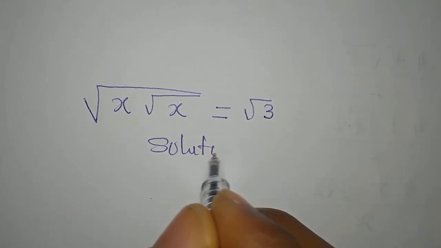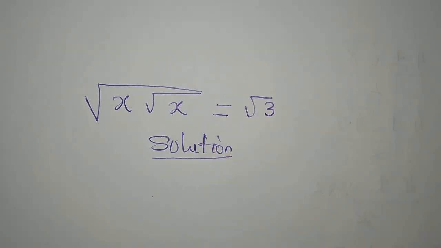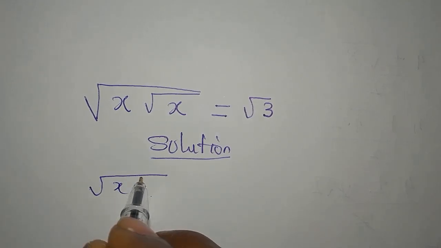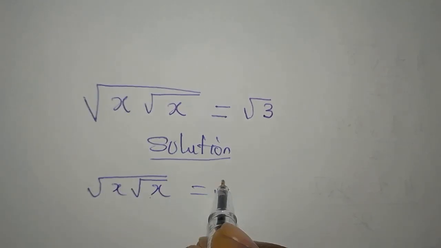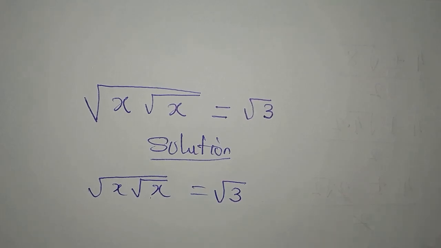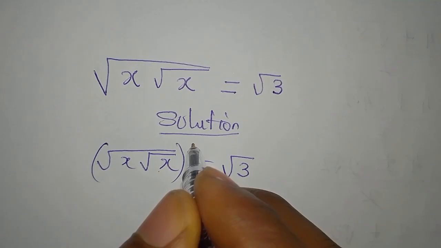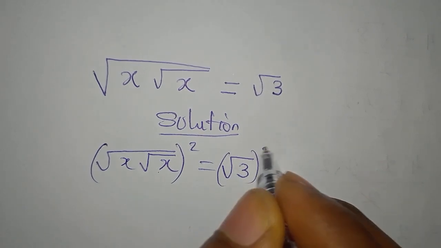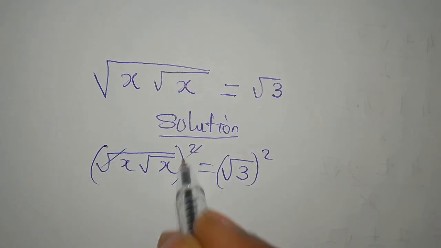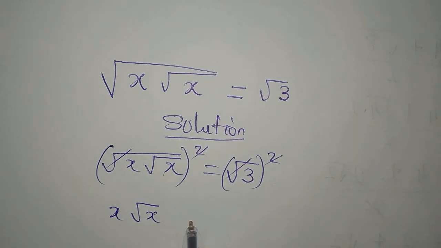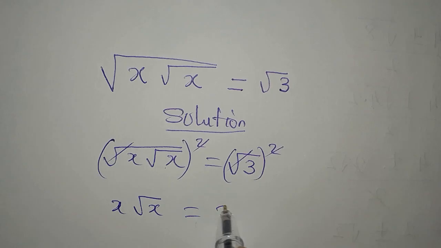Here we have this radical equation to solve. Square root of x equals square root of 3. This is simple because the first step is very obvious, right? It is to square both sides. So you square this and then you square this. Squaring will allow the square root to go. So we have x root x, and this is equal to 3.